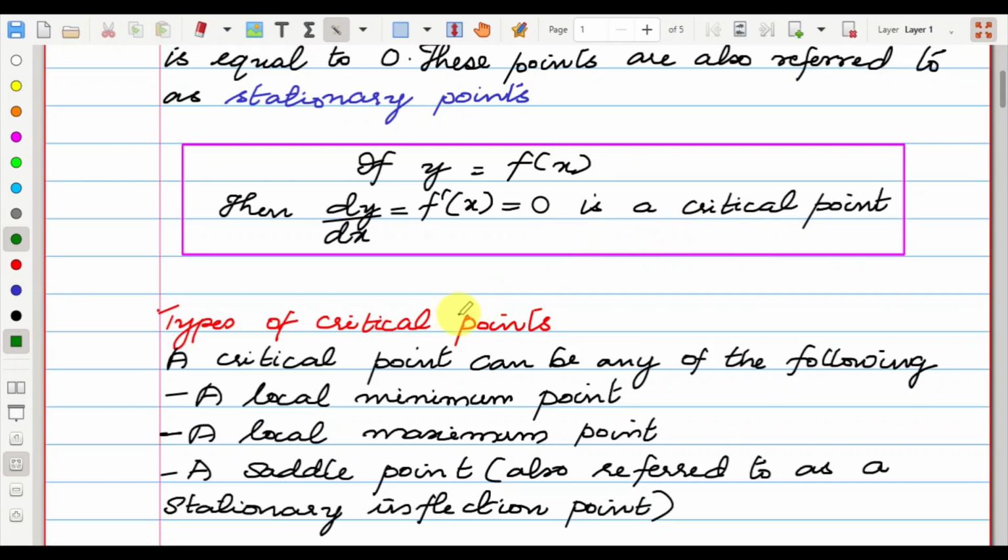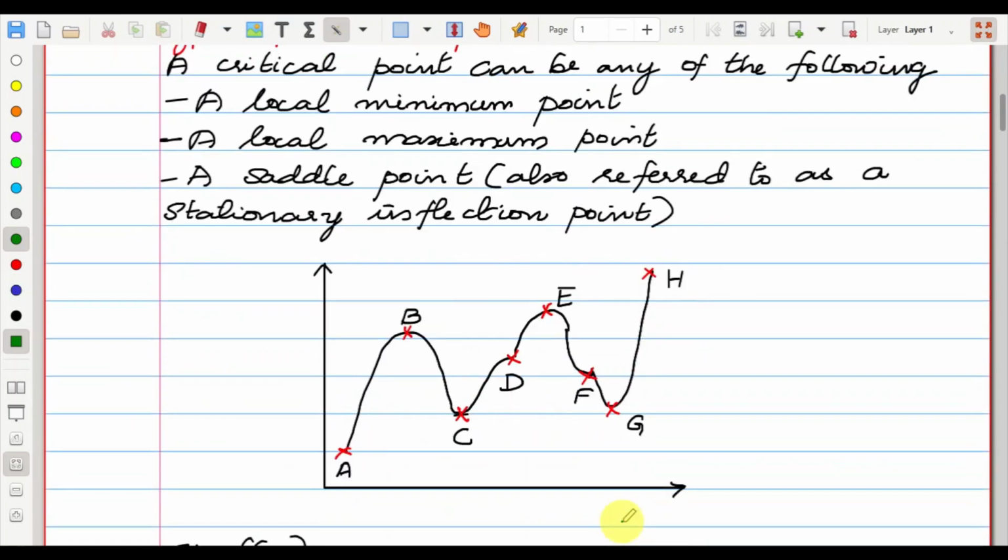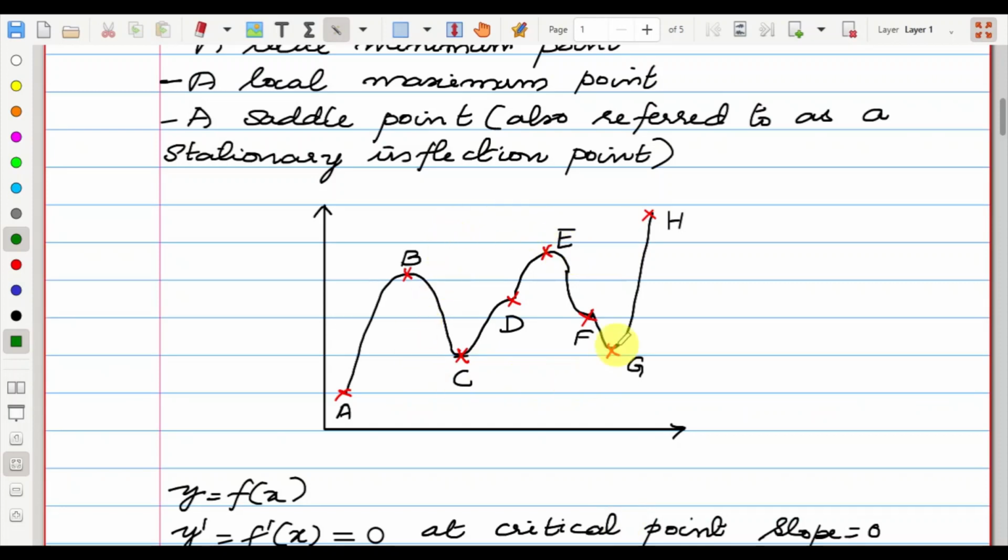There are different types of critical points. The first one is a local minimum point, a local maximum point, then a saddle point, which is also referred to as a stationary inflection point. Consider this example. We have a, b, c, d, e, f, g, h. Our function is y equals f of x. We can differentiate it and equate to 0 at the critical point, that is, slope is 0.